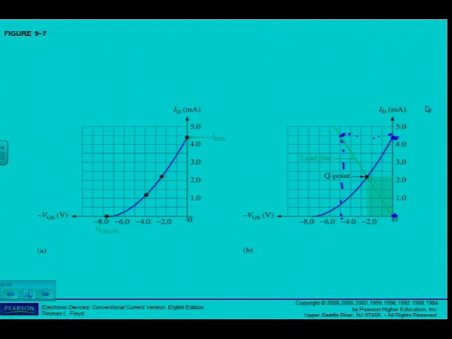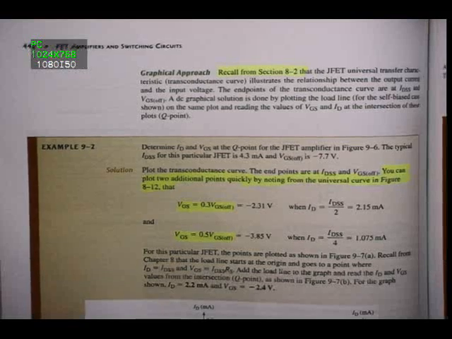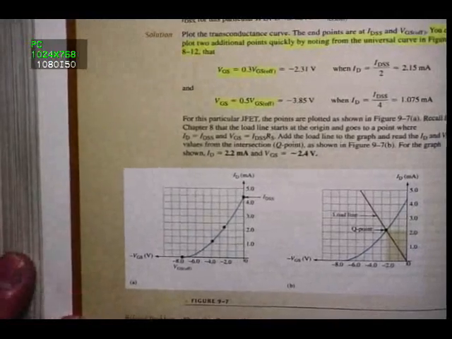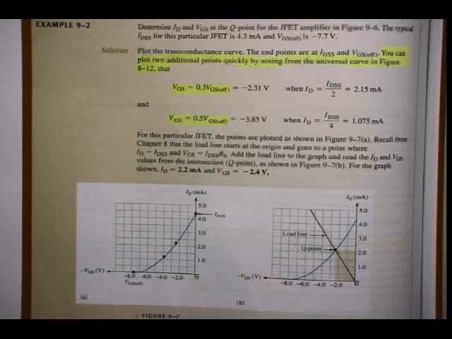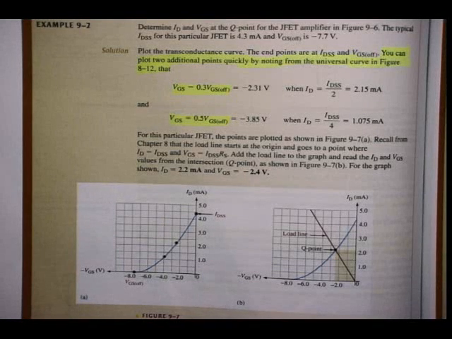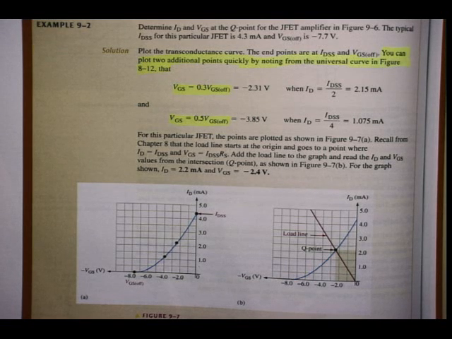Anyway, let's have a look at example 9.2 in the textbook. Want to point out something there as well. That's important. The question is, determine ID and VGS at the Q point for the JFET amplifier in figure 9.6. The typical IDSS for this particular JFET is 4.3 milliamps and VGS off is minus 7.7 volts. Now the solution, you have to plot the transconductance curve because it's not given. But you know how to do that.